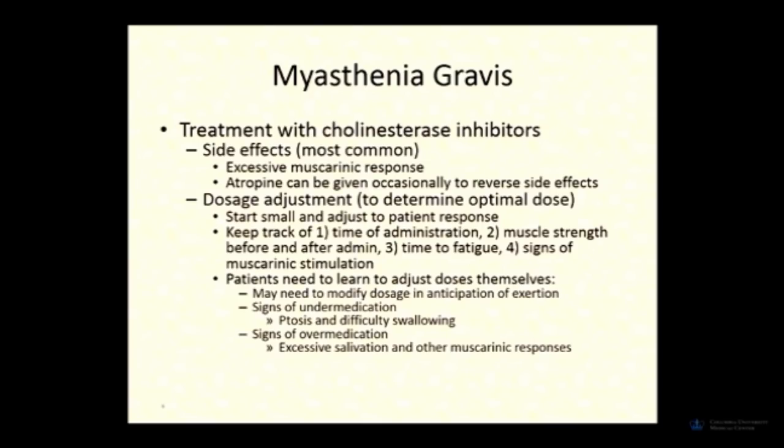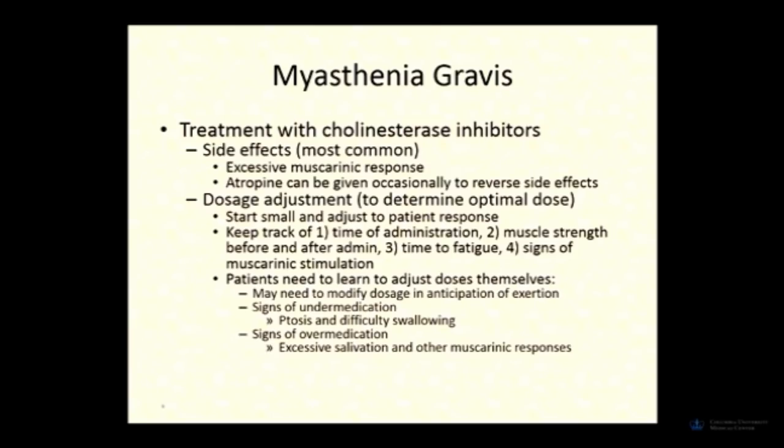When we're using these drugs, the cholinesterase inhibitors, we see some common side effects. Some of the side effects include excessive muscarinic responses. The muscarinic receptors are part of the parasympathetic nervous system, so excessive muscarinic responses are responses of too much parasympathetic stimulation. Atropine can occasionally be given to reverse the side effects when we see them.